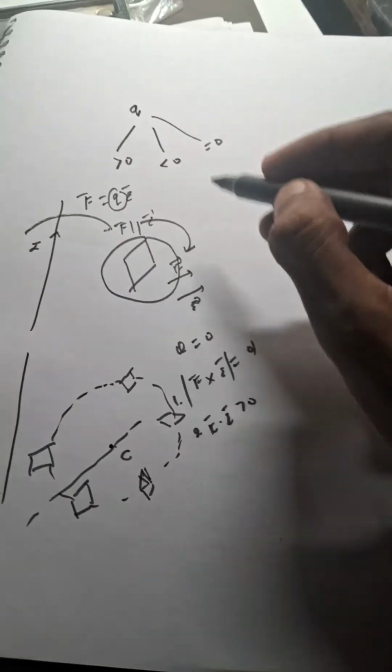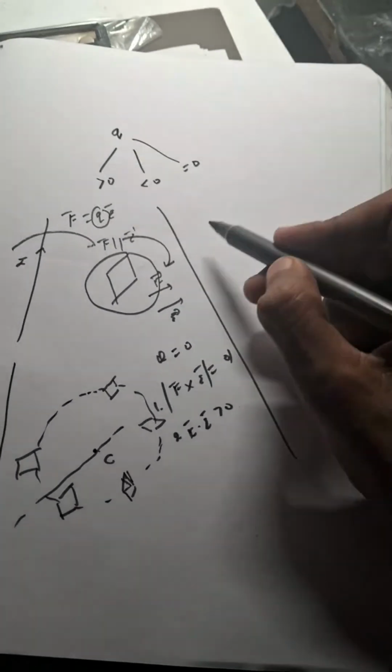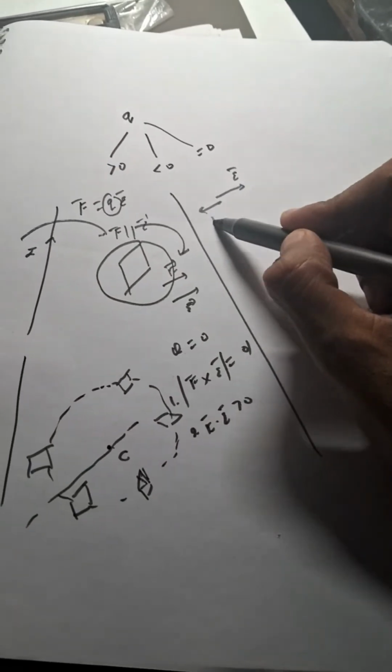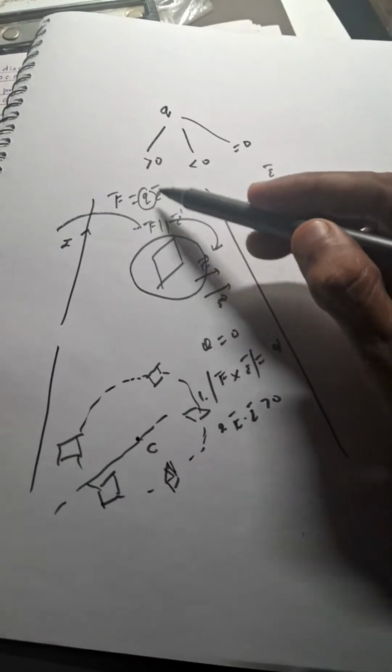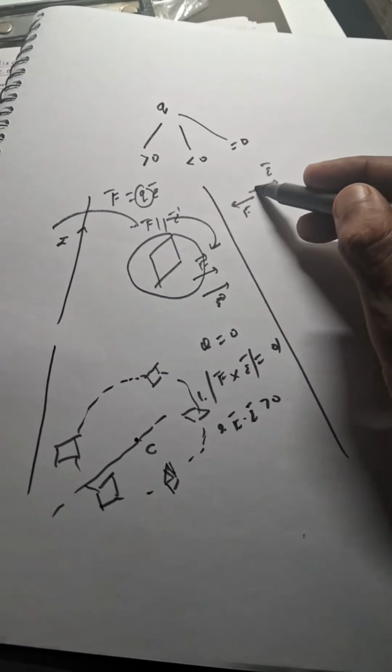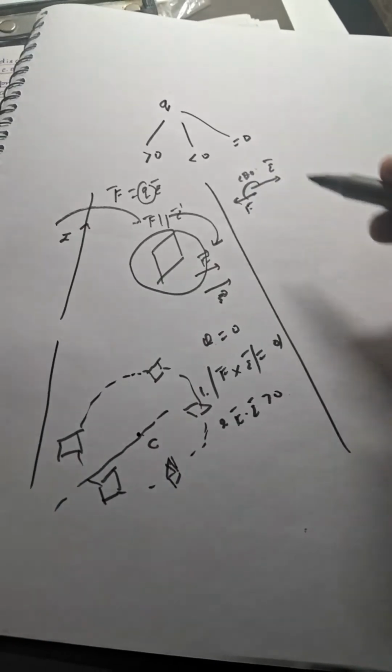Next question: if the charge is negative, the electric field and force will be anti-parallel to each other because there is a negative scalar involved. That means the direction of force will be opposite to the electric field. So the angle between them will be 180 degrees.